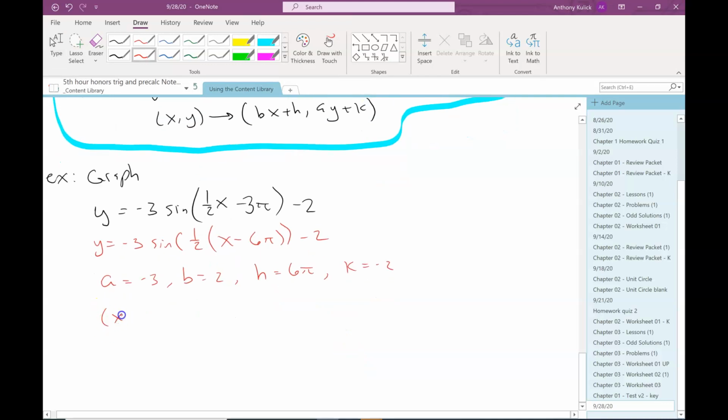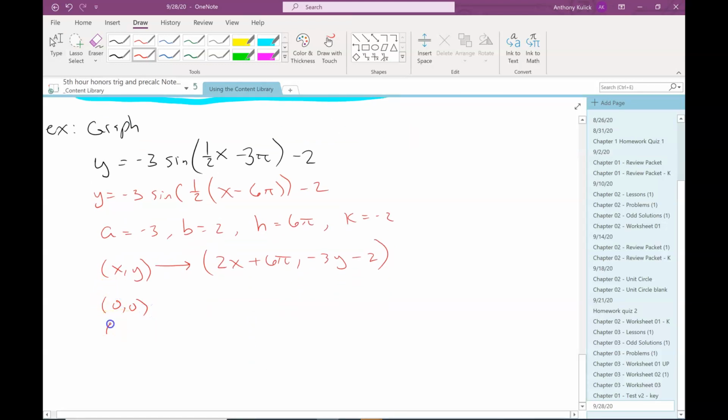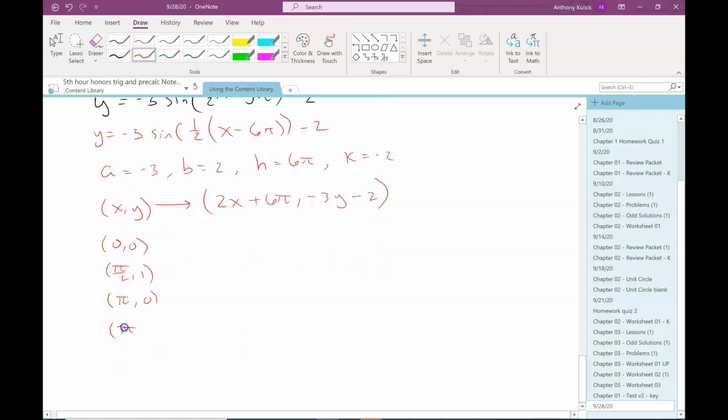Now that I have this, I'm going to go ahead and write my transformation map. Is everybody okay with what I've done there? So again, I just used that map and filled in the values for a, b, h, and k. And now I'm going to take my key points for sine. And again, as I mentioned before, more often than not, we're going to be doing this with our coordinates in radians.